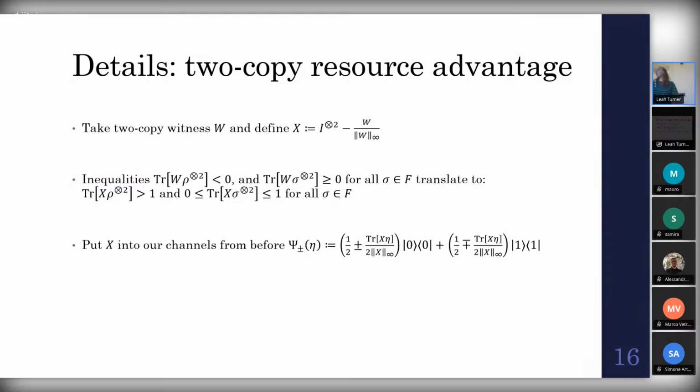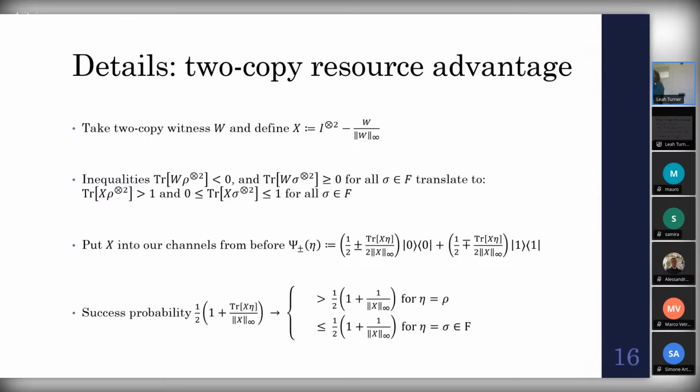So we take our channels from before and we put x as an operator in here, and then the success probability we get at the end is now different depending on whether we're using rho, our resource state, or any free state. So we now get a greater success probability for using rho in this task, specifically differentiating between these 2 channels. So that's the result we have.